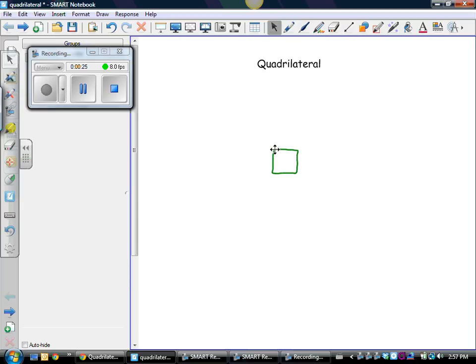And how do you know that a square is a quadrilateral? Because it has 4 sides. Who else can tell me what is a quadrilateral? Correct.